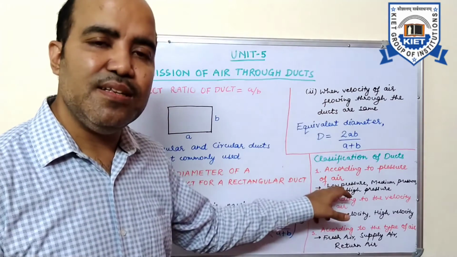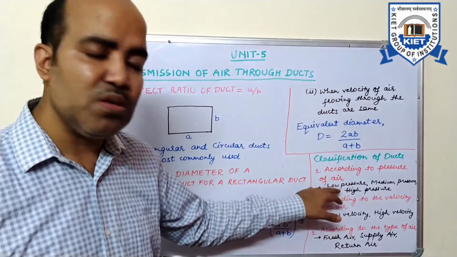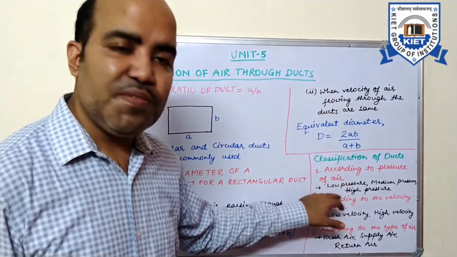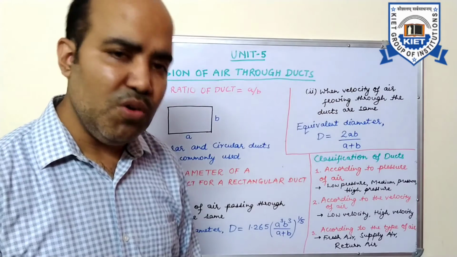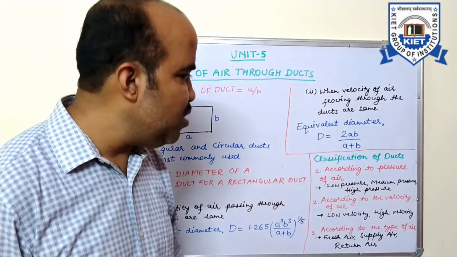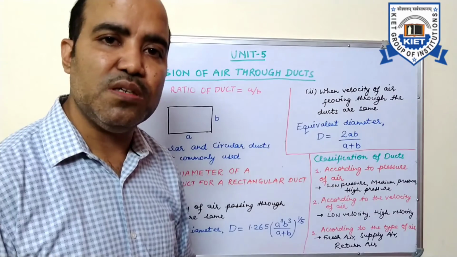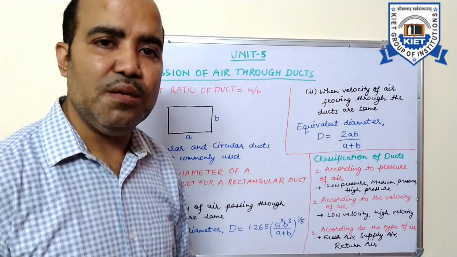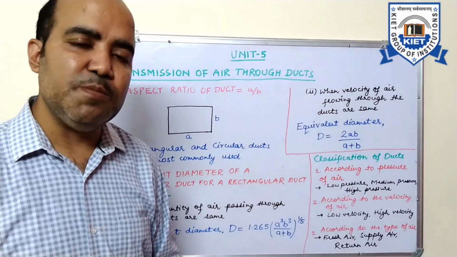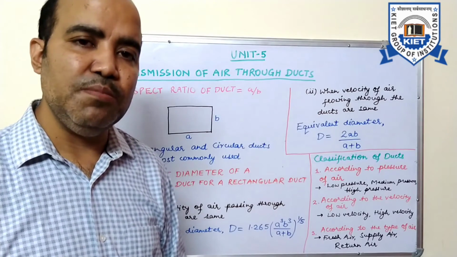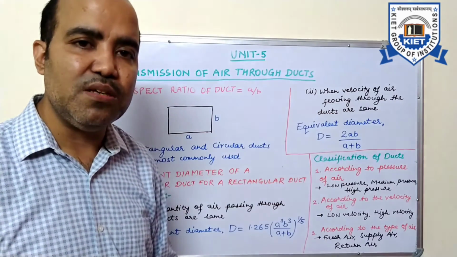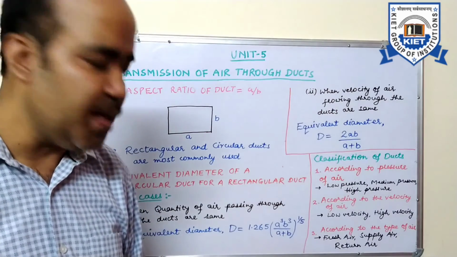Here I am talking about the static pressure of the air moving inside the duct. If this value is less than 50 mm of water, then the duct is called a low pressure duct. If this value varies between 150 mm to 250 mm of water, then the type of duct is known as a medium pressure duct. And for a high pressure duct, the static pressure lies between 150 mm to 250 mm of water. So this is how we can classify the duct on the basis of static pressure of air. I am repeating it again.